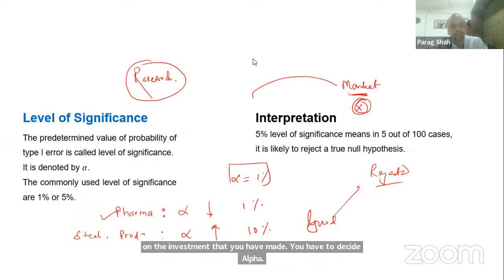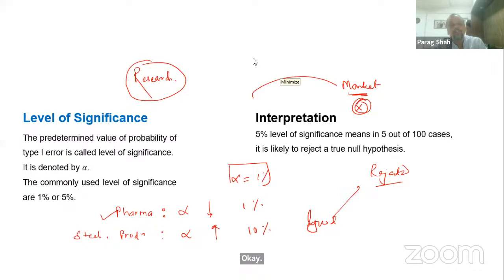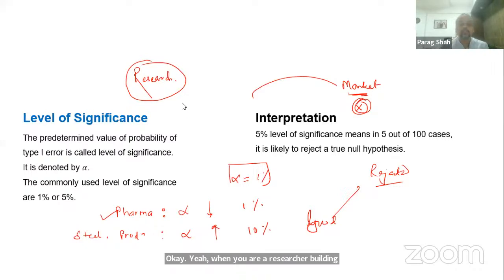Okay? Yeah, Vince, you are right. Not the researcher actually, it is the sponsor who decides the alpha. For academic research, we have to decide. That is fine. But if you are doing research for some company, then the sponsor has to decide the value of risk, what is the risk that he is ready to take. Make sense?